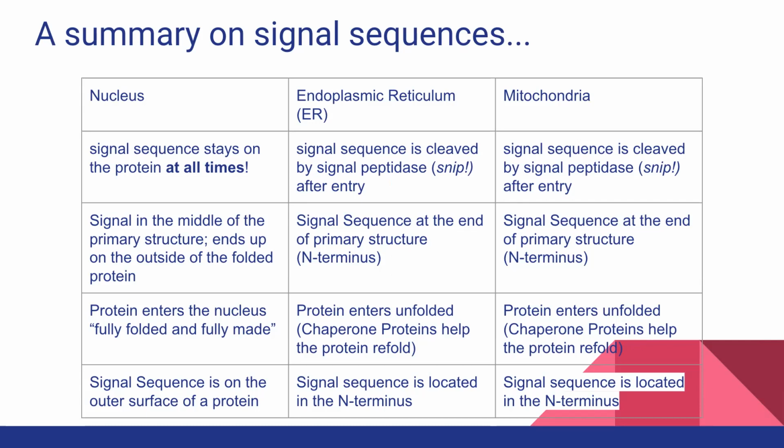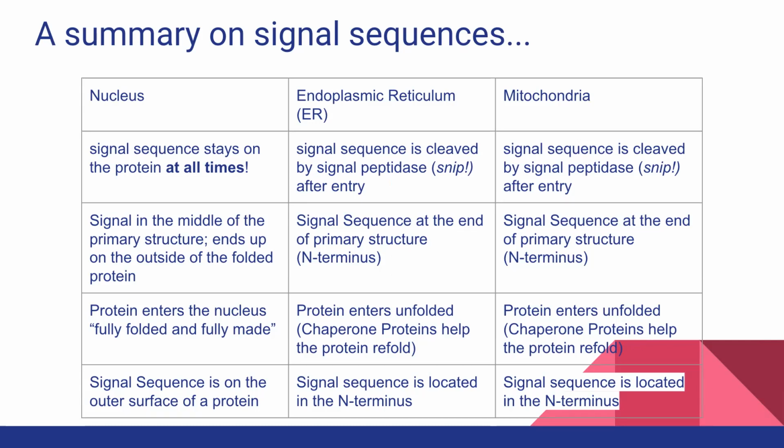Whereas for the endoplasmic reticulum and the mitochondria, those signal sequences will be on the N terminus, and they will be cleaved once they enter their destination, whether that's the ER or the mitochondria. And that cleaving is done by signal peptidase, which is an enzyme, which you can tell from the ASE at the end of the name.